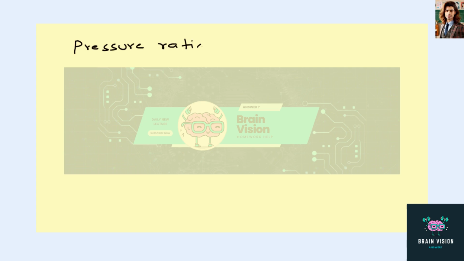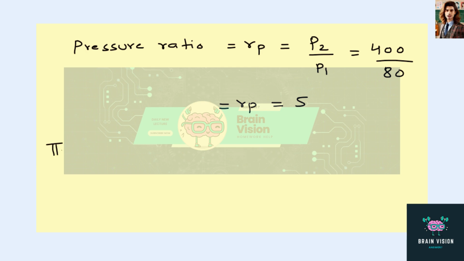The pressure ratio is given by Rp, and Rp is equal to P2 by P1. So I am just putting in the values of P2 by P1, and we get 5 as Rp here.